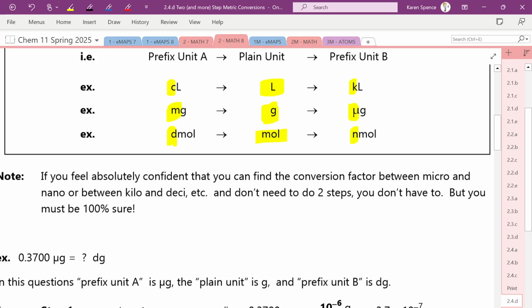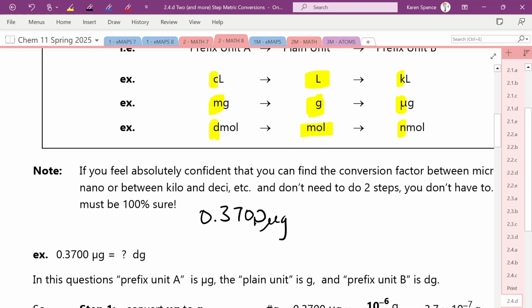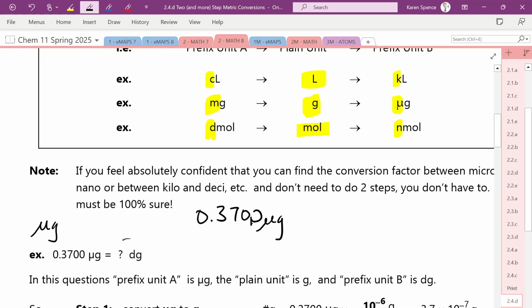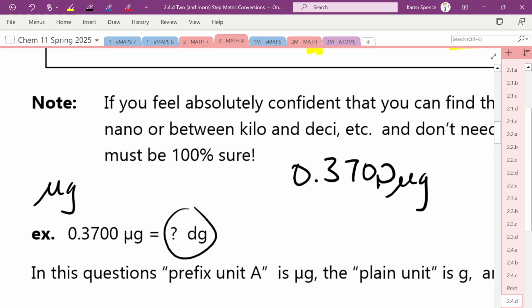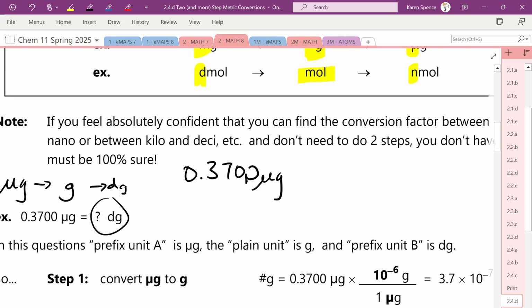So for example, if we have 0.3700 micrograms, we want to know the number of decigrams, and remember we have to convert that to plain old grams in the middle. Yes? So step 1, we want to convert from micrograms. So micrograms need to cancel out, so they go on the bottom. And we want to convert into grams, so grams go on the top.